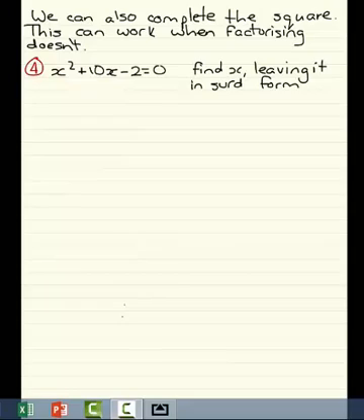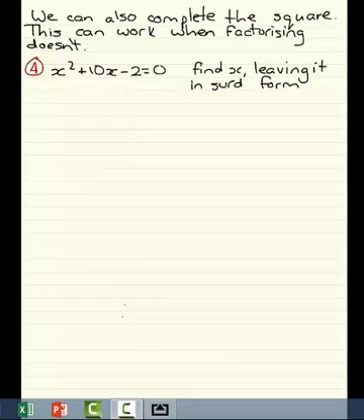So another method we can use is called completing the square. And this will often work when factorising doesn't. So if you look at the equation x squared plus 10x minus 2 is equal to 0, there are no factors of negative 2 that I'm going to be able to combine with the x's to make 10x. I can't factorise this to find a solution.